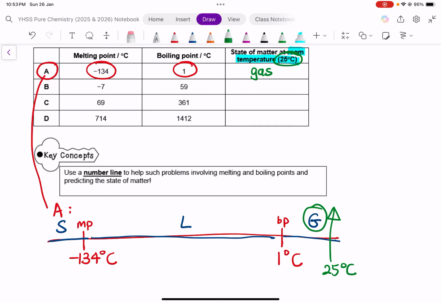Okay? Now, try to use a number line to help you solve such problems involving melting and boiling points. You might feel that this is quite easy for you, especially if you are good with numbers. But when you have negative numbers, you have to be careful to ensure that you do not get the numbers the wrong way round. So I strongly advise all of us start off by using a number line to complete the states of matter for B, C, and D. So please also complete these 3 questions in addition to checkpoint 1 and checkpoint 2 before our next lesson in class.